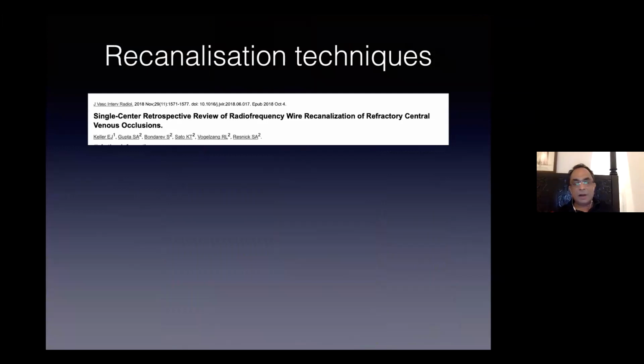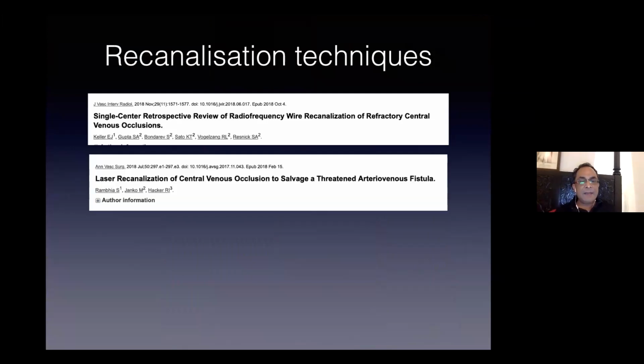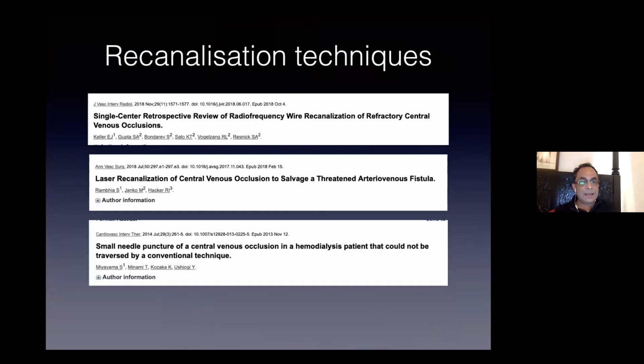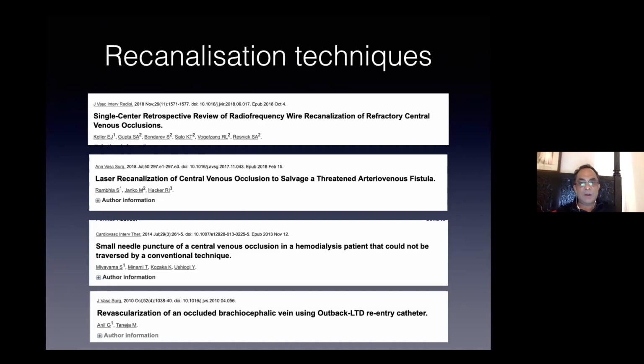So there are lots of other ways of recanalizing. Radio frequency wire recanalization, I haven't done this. I have done an outback technique in the UK, but not here. We don't have the outback. Laser recanalization of central vein occlusion, similarly. Then the Japanese have done this long Shiba needle. They have used a long Shiba needle through a short catheter. They've done an axillary vein access, or a subclavian access, and then used a long Shiba needle to puncture and penetrate. And of course, using an outback re-entry catheter. So these are all various techniques. But to be honest with you, the back end of the Terumo works almost all the time.